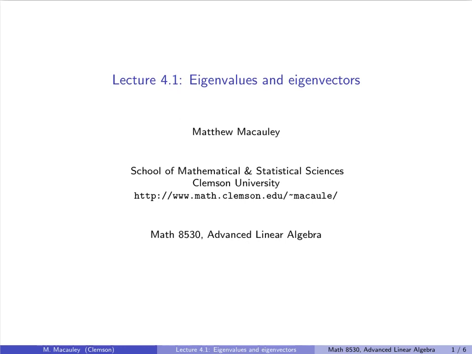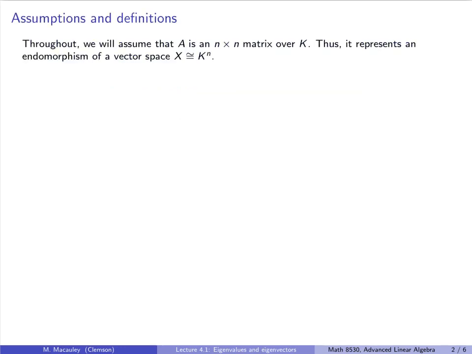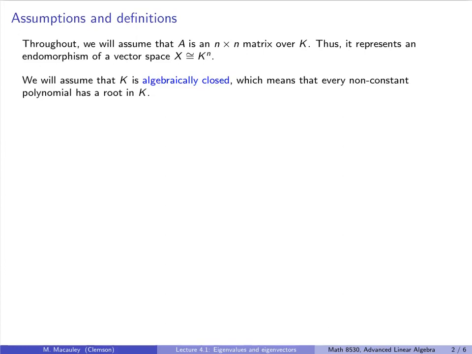Let's get started. Throughout, we will assume that A is an n by n matrix over a field K. So it represents an endomorphism of a vector space isomorphic to K to the n. Remember, endomorphism just means a linear map from X to itself. We will assume that K is algebraically closed, which means that every non-constant polynomial has a root.